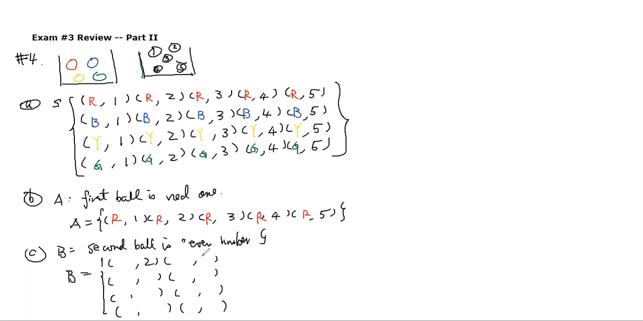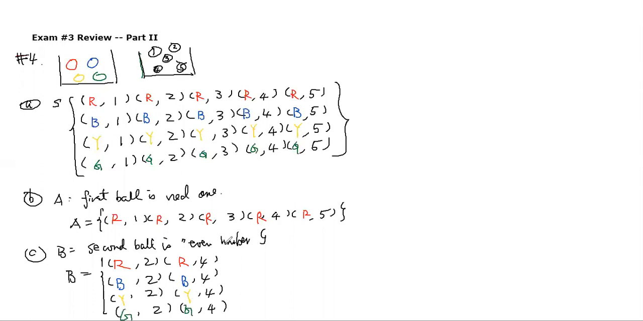So it could be 2, 4, 2, 4, 2, 4. So the second ball is an even number. And then I can have a red on the first one, red, red. Then I can have a blue, blue, blue. Then I can have yellow, yellow, yellow. Then I can have greens, right? So here, this is my green, green.